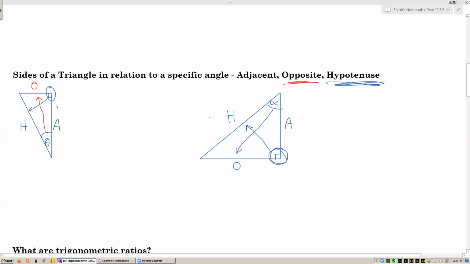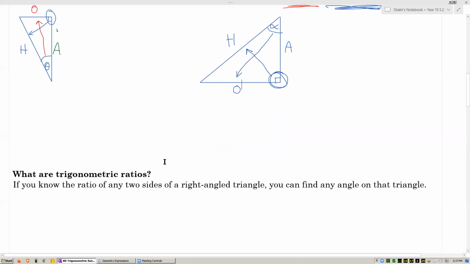It's important that you get this right and you understand this, because as we move on, we're going to be using A, O, and H to refer to these sides. And it is important that you understand which one's opposite, which one's adjacent, which one's the hypotenuse. So pause the video if you're watching this on YouTube and watch it again and again, just so you understand before you move on. Moving on.